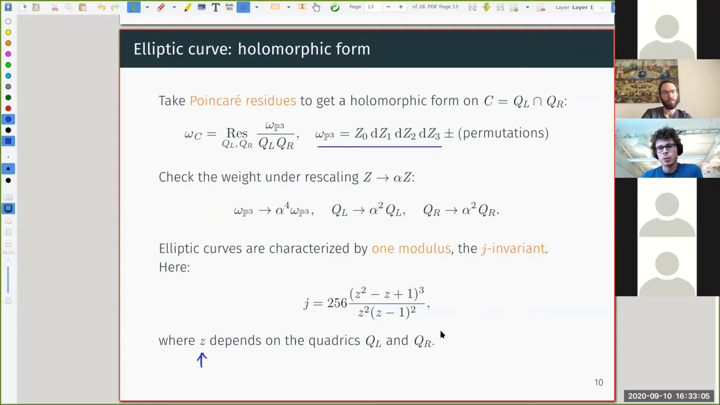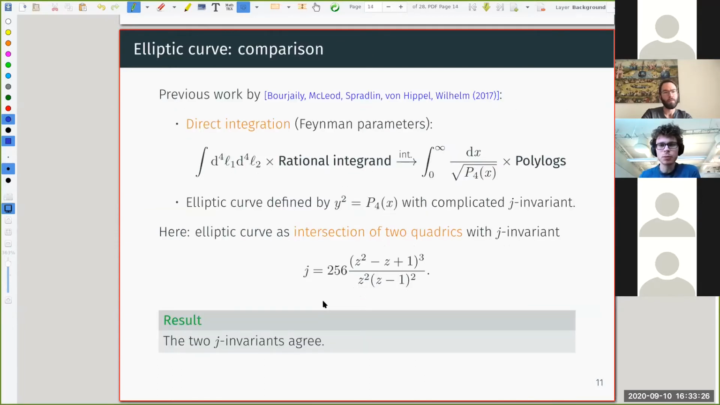But the point is that we can basically fix some external data. So we can fix some momentum twistors, and we can compute these quadrics, and then we can compute this Z, and we can compute the J invariant. So it can all be made very explicit. So yeah, we can compute it basically. And okay, so why is it useful to compute this? Because it also allows us now to compare.